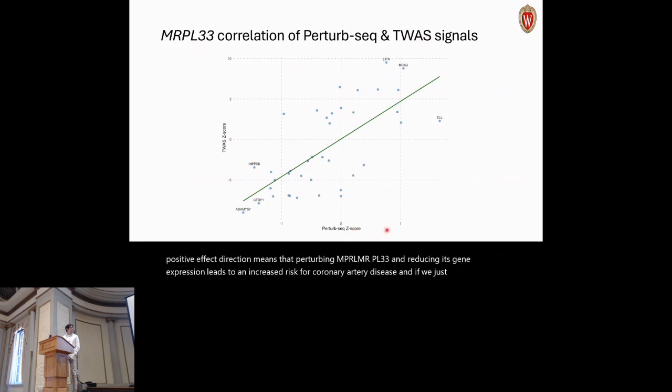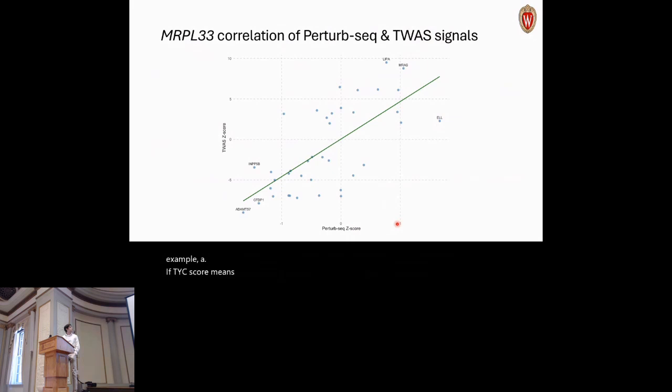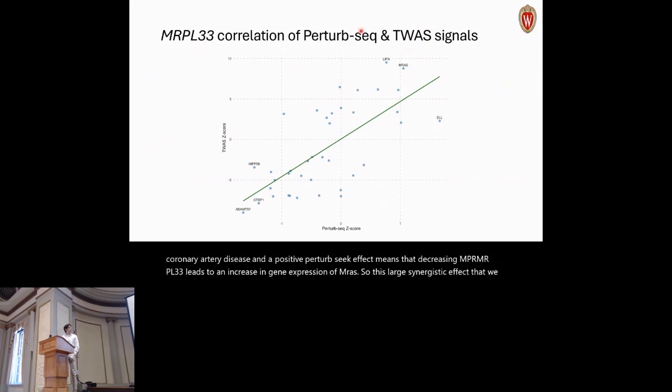And a positive Perturb-seq effect means that decreasing MRPL33 leads to an increase in gene expression of MRAS. So this large synergistic effect that we find for many genes leads us to think that perturbing MRPL33 leads to increased risk for CAD.